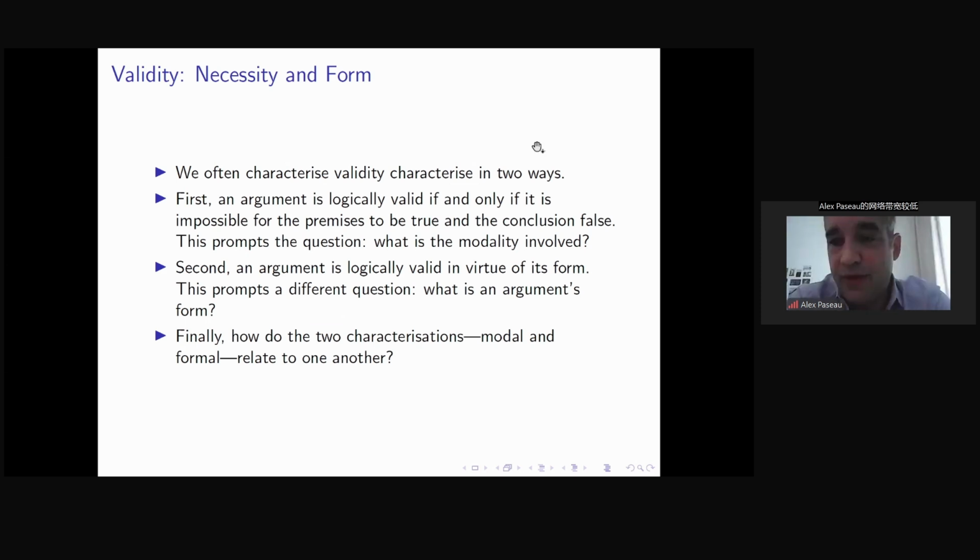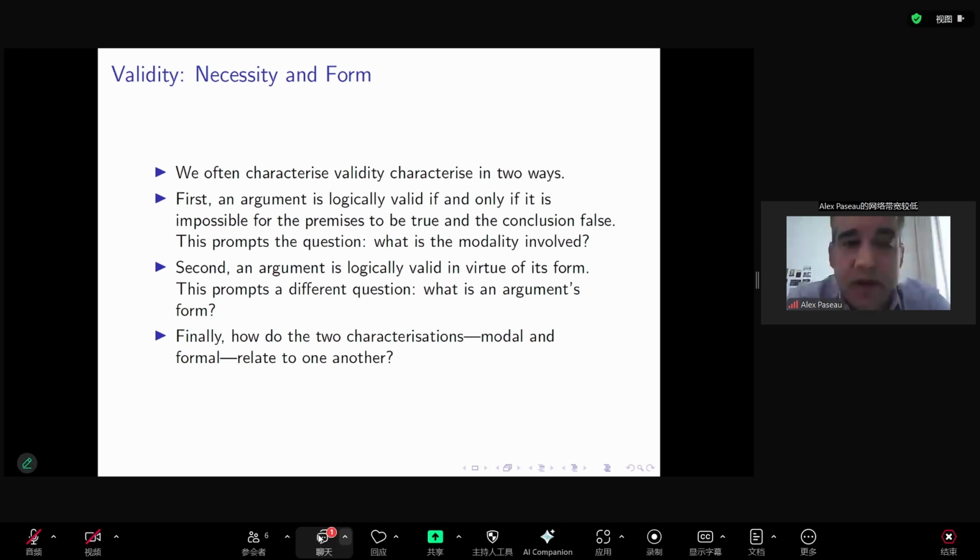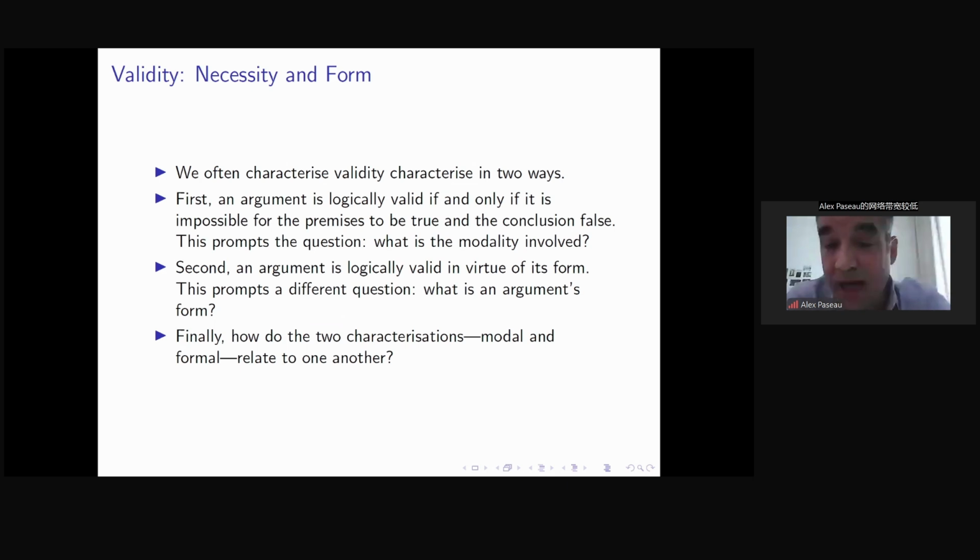The natural follow-up question is, what kind of modality are we talking about when we say it's impossible for the premises to be true and the conclusion to be false? A second kind of characterization, rather different, that we often give to beginning students, is that an argument is logically valid in virtue of its form. And now the question there is, what is an argument's form?